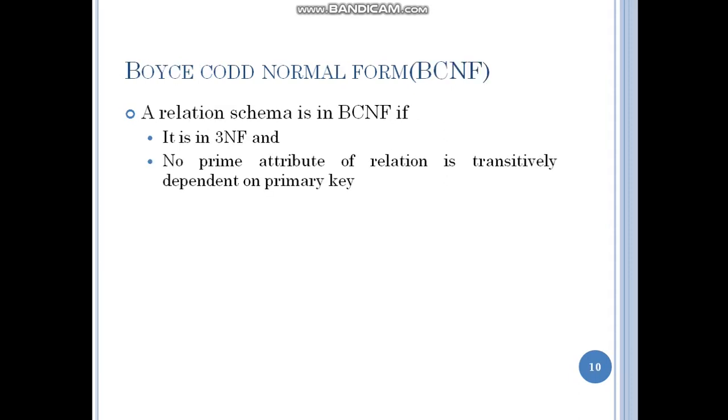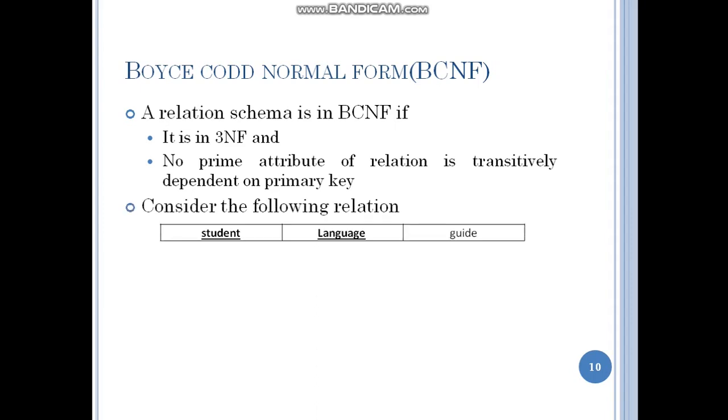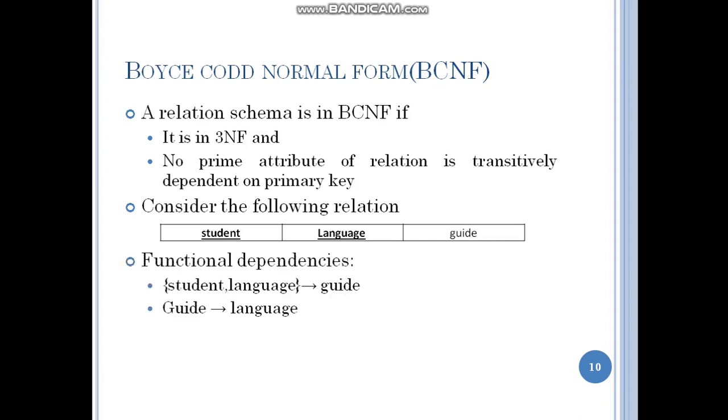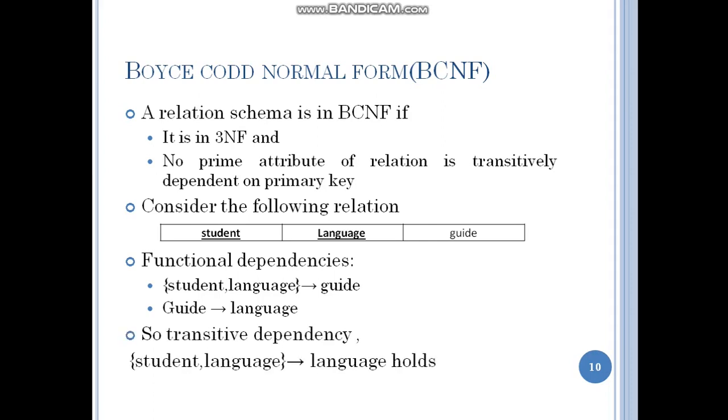Boyce-Codd normal form. A relation schema is in BCNF if it is in 3NF and no prime attribute of the relation is transitively dependent on the primary key. Consider the following schema: student, language and guide. Here the primary key is formed by student and language. The functional dependencies are: guide can be determined by the group of student and language, and language can be determined from guide. So the transitive dependency of student, language to language holds. Hence this schema is not in BCNF.